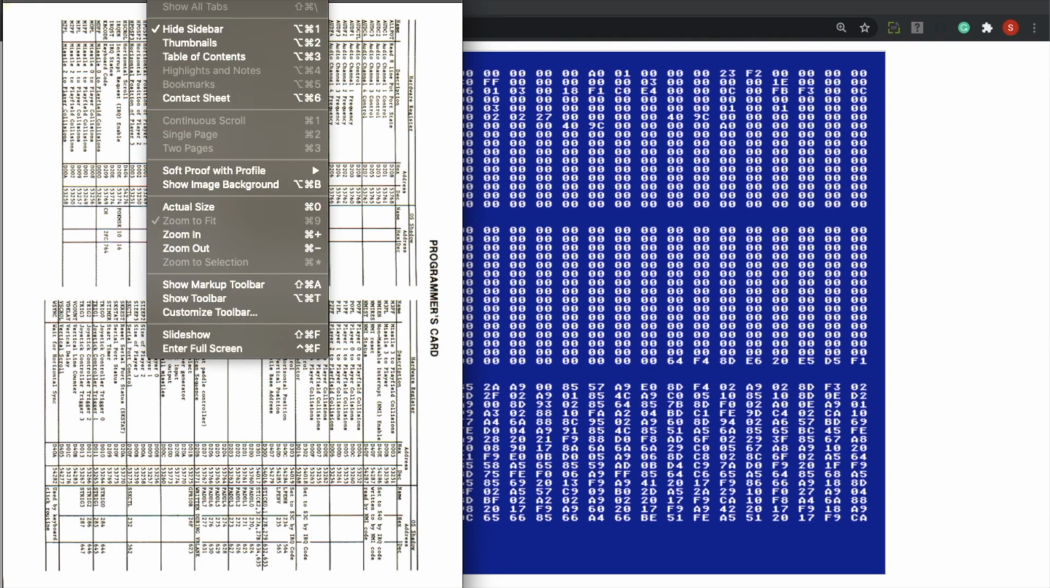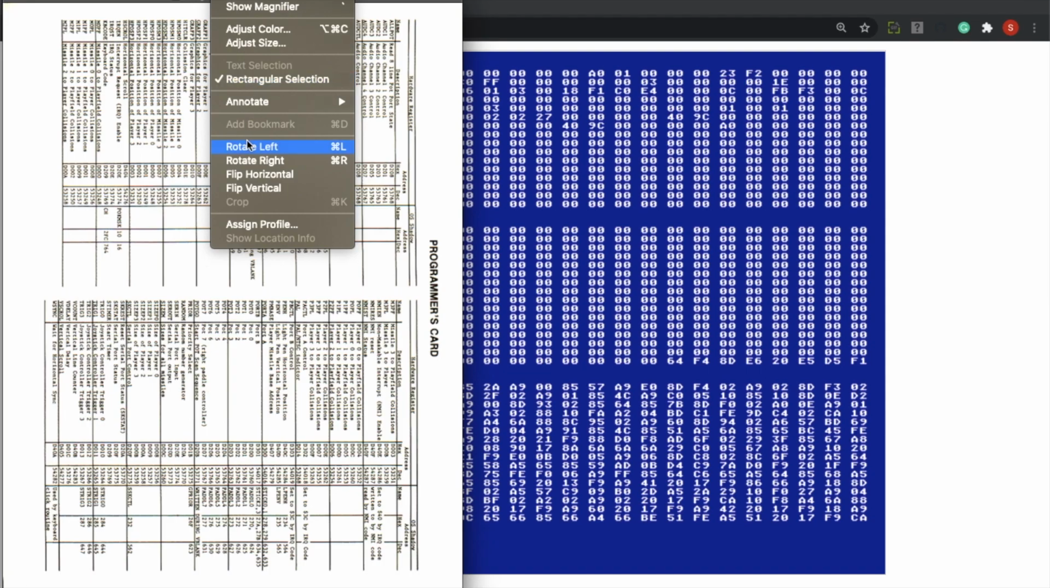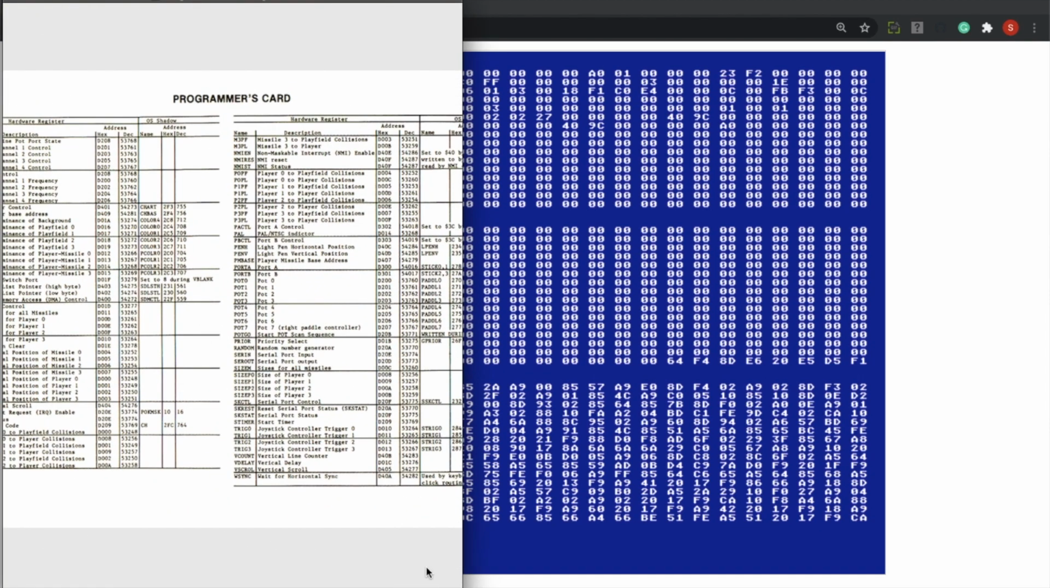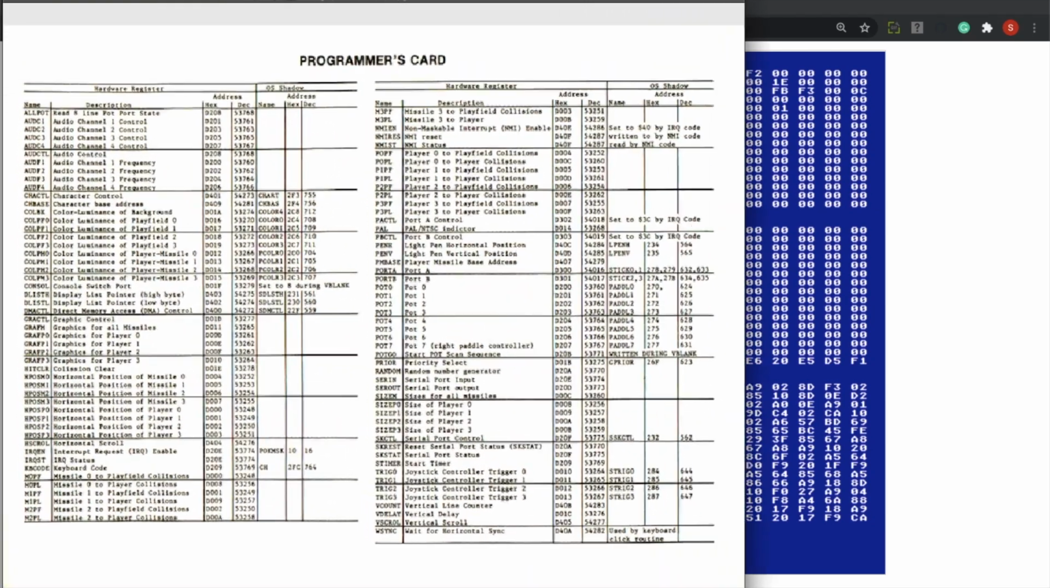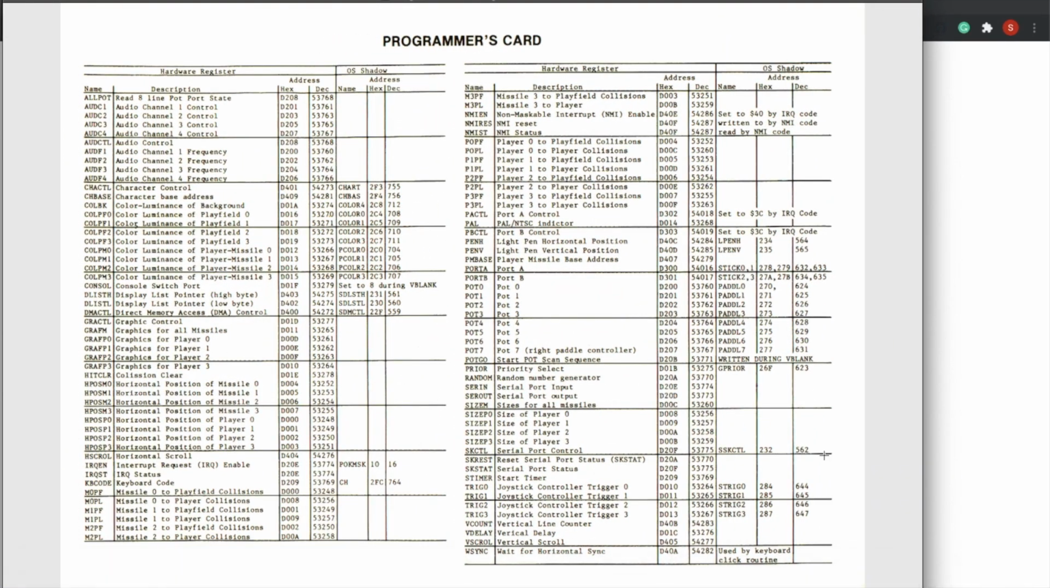For some reason, every time I try to rotate this, it doesn't save it that way. I save over at the top of it and it comes back. So D4, 0B, I think. Vertical line counter. D4, 0B. Vertical line counter.